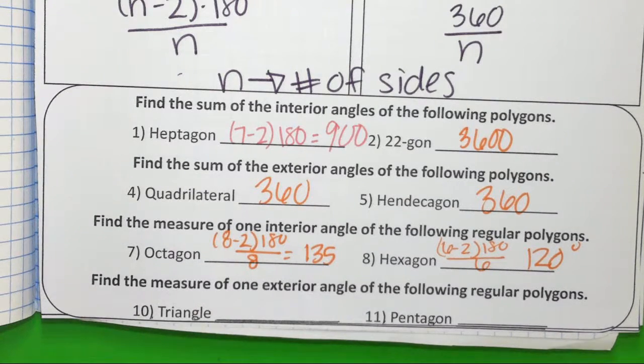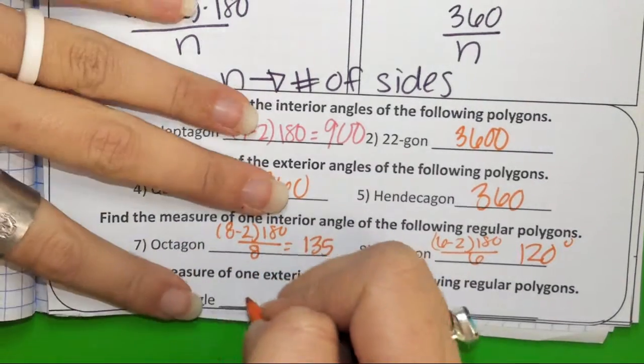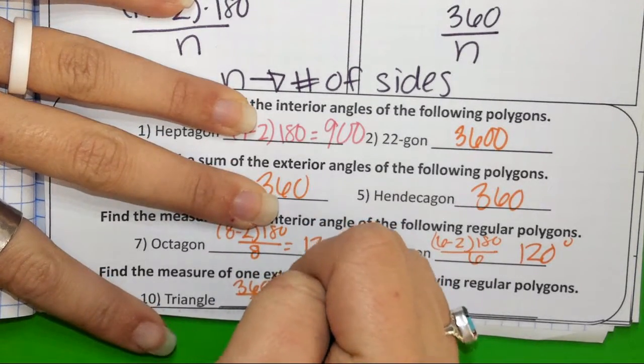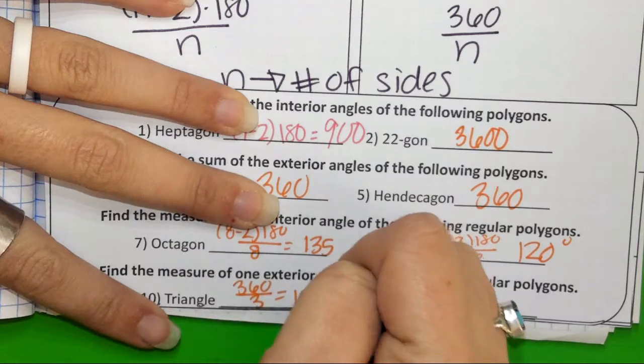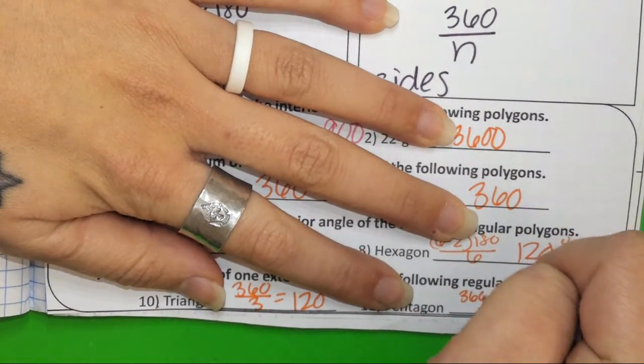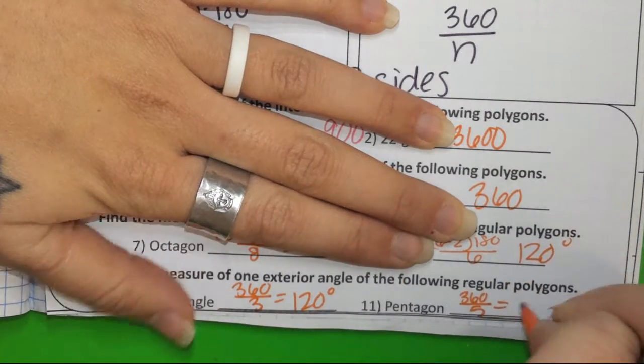All right, number 10. It says find the measure of one exterior angle. So what do we do for that? 360 divided by the number of sides. All right. So this is 360 divided by what? 3. And that's what? 120. Awesome. And what about a pentagon? 360 divided by what? Which is? 72.